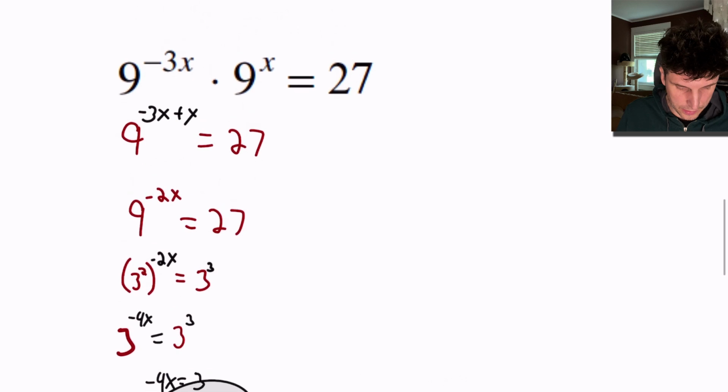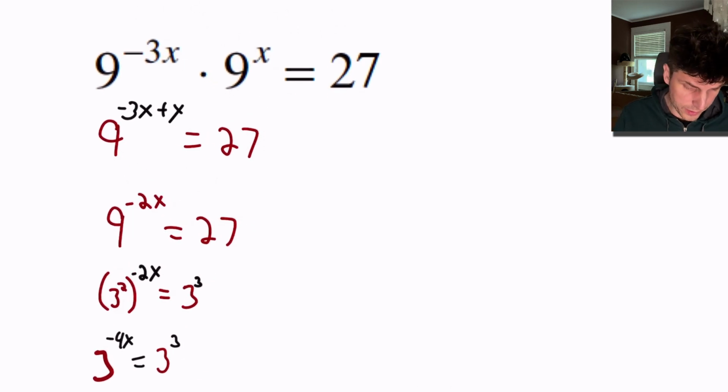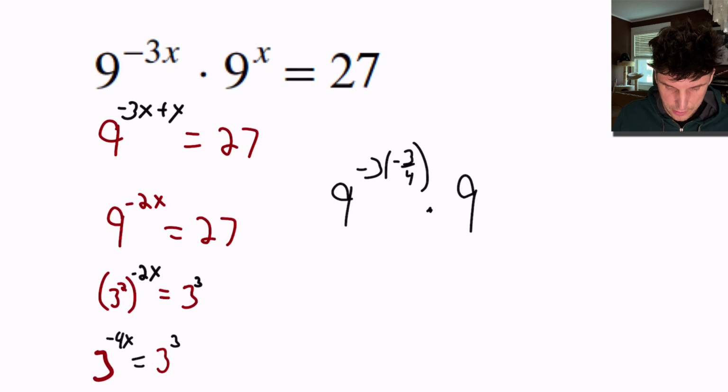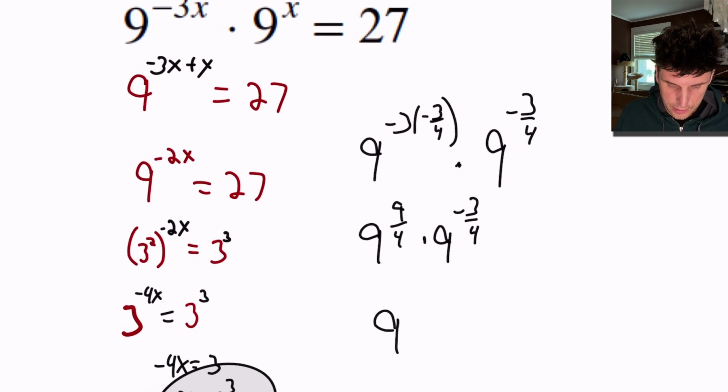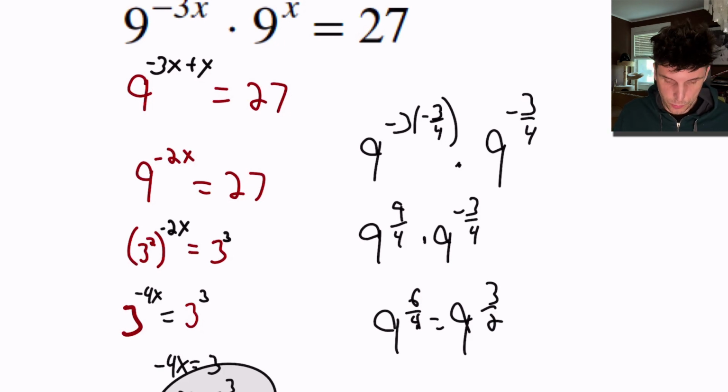You can double check by going back to the original. If you were to plug in negative 3 fourths, it's going to be 9 to the negative 3 times negative 3 fourths, times 9 to the negative 3 fourths. And we would hope that that equals 27. So this is 9 to the positive 9 fourths times 9 to the negative 3 fourths. Then we can add those exponents together. So you get 9 to the 6 fourths, which equals 9 to the 3 halves, and that's 9 to the 1.5 power.